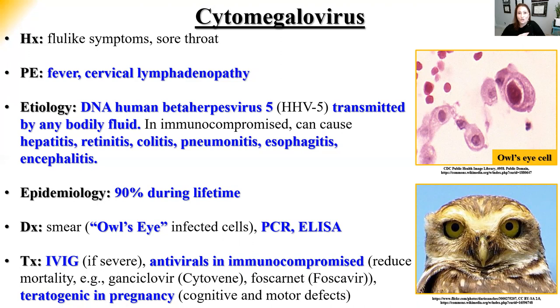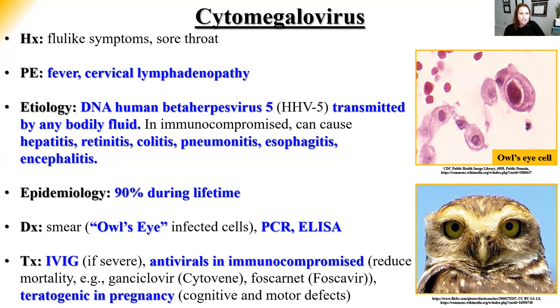The history and the physical, completely nonspecific. Flu-like symptoms, sore throat, fever, cervical lymphadenopathy, could be anything. What makes this specific and what your exam questions will focus on is the smear. They have something called an owl's eye cell. It looks like an owl's eye. A PCR and ELISA are definitive, but that's hardly ever done on this. So in the question, you have to look at what can they formulate for a question here. So they're going to mention that owl's eye on the smear.